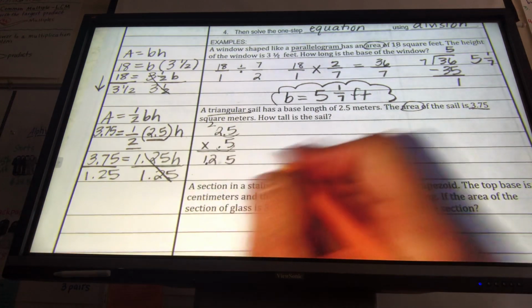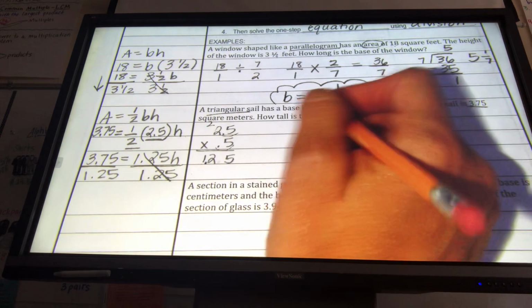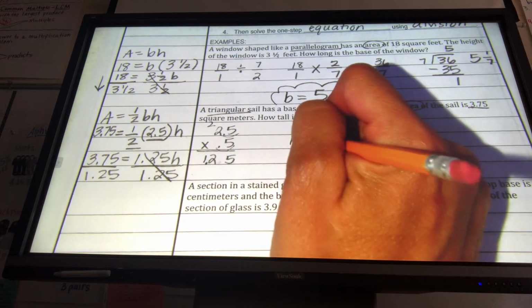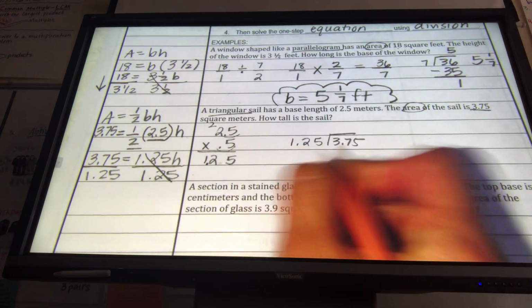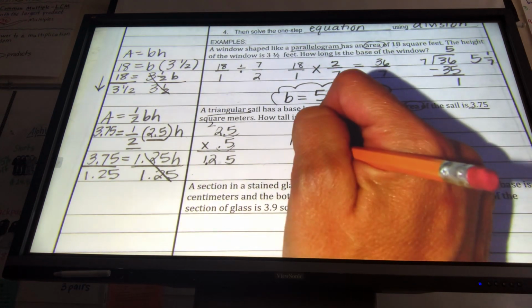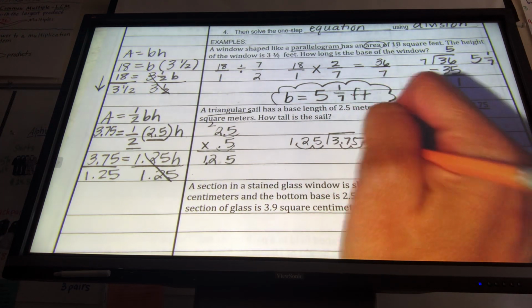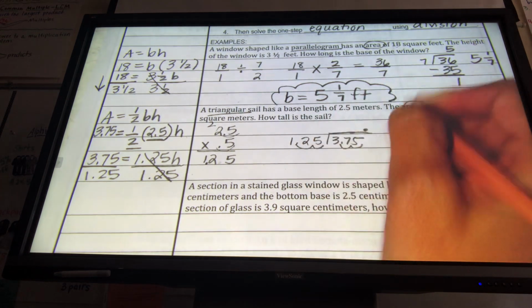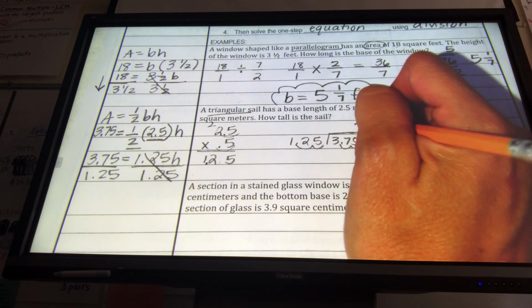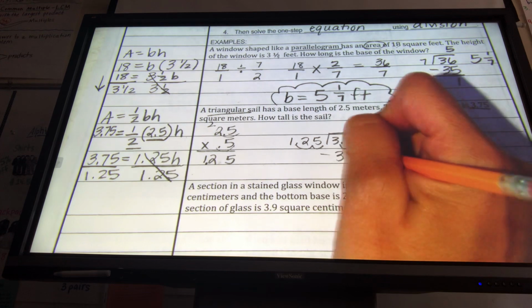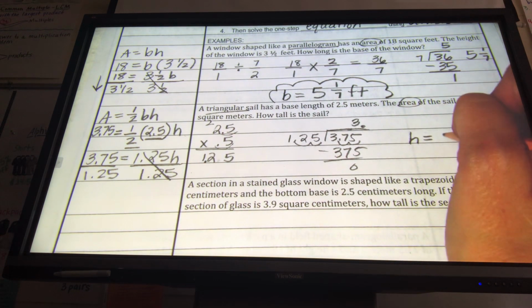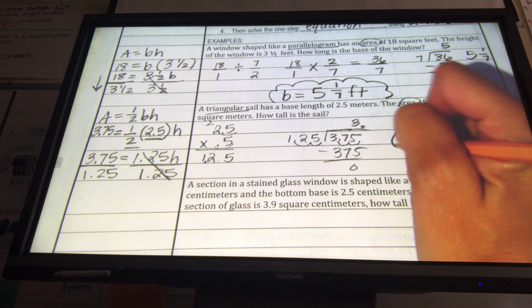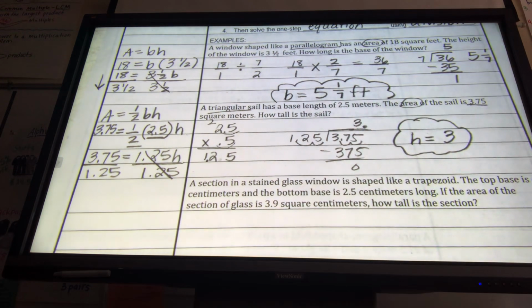So for this problem, when I bottoms it out, 1.25 divided by 3.75. Remember, there's a decimal in your divisor. You got to move it. So 1, 2, 1, 2. That's going to go in 3 times, and that ends up being even. So my height here is 3. My height is 3. All right?